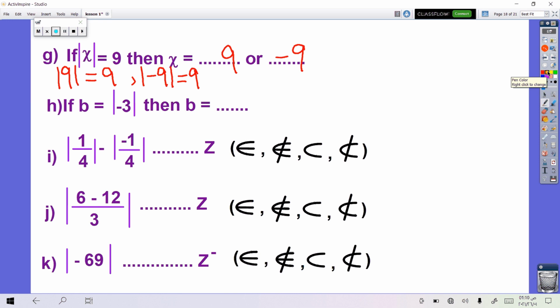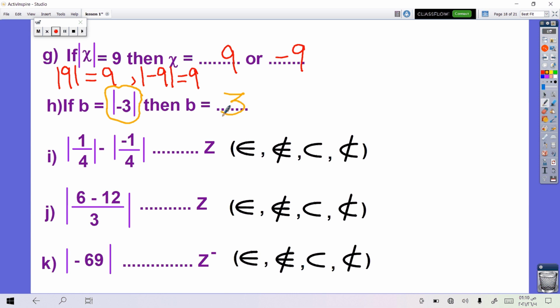If b equals absolute negative 3, then in this case, b will be equal to what? Now we have to find the result of absolute negative 3. It will be equal to 3. So b equals 3.